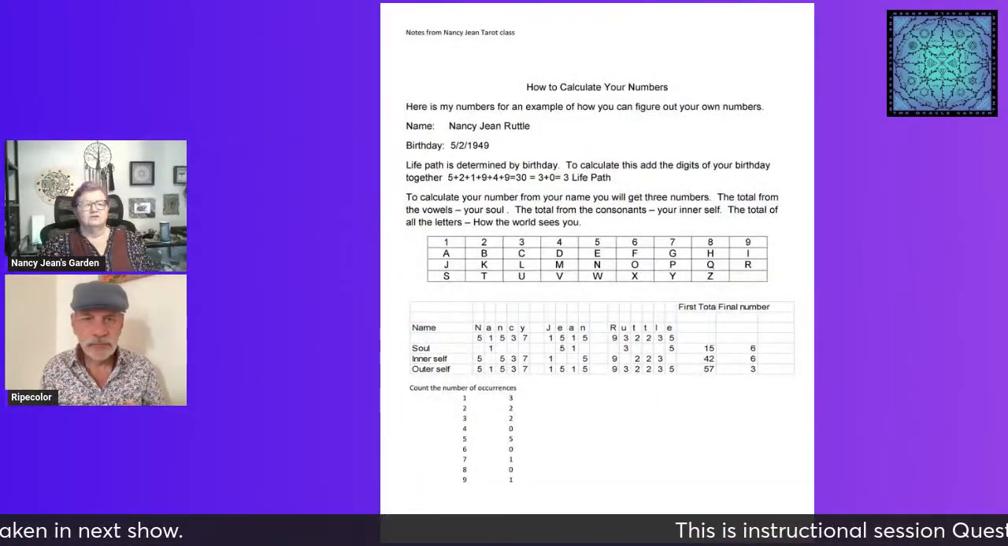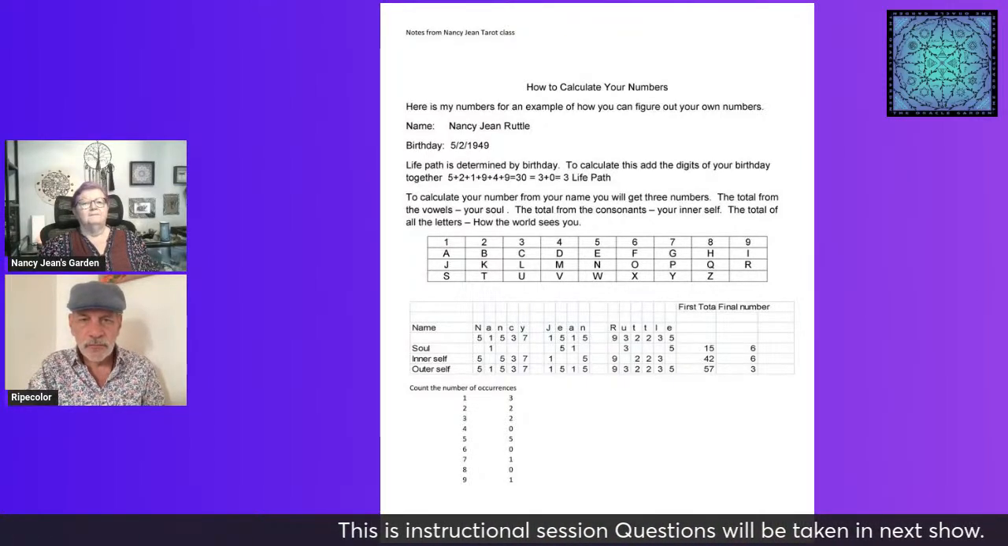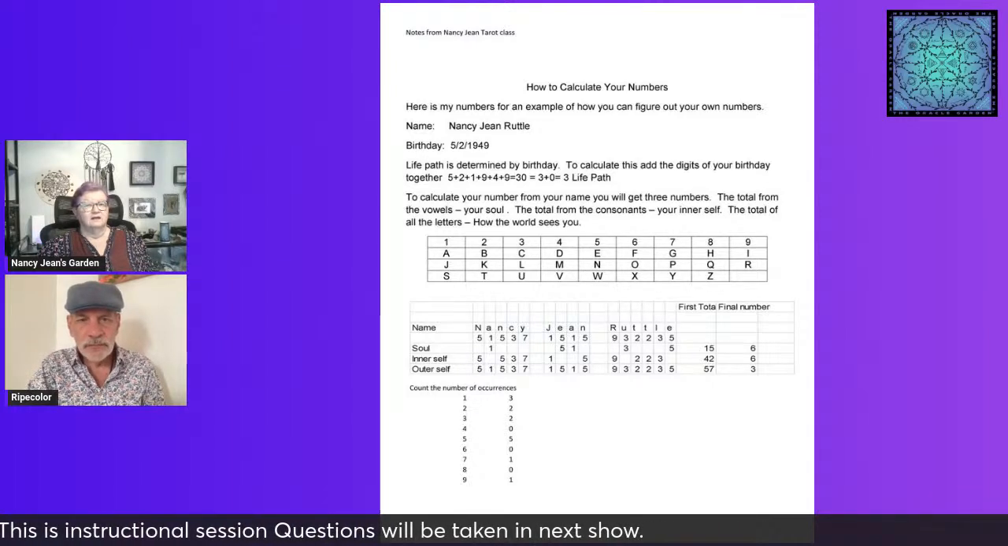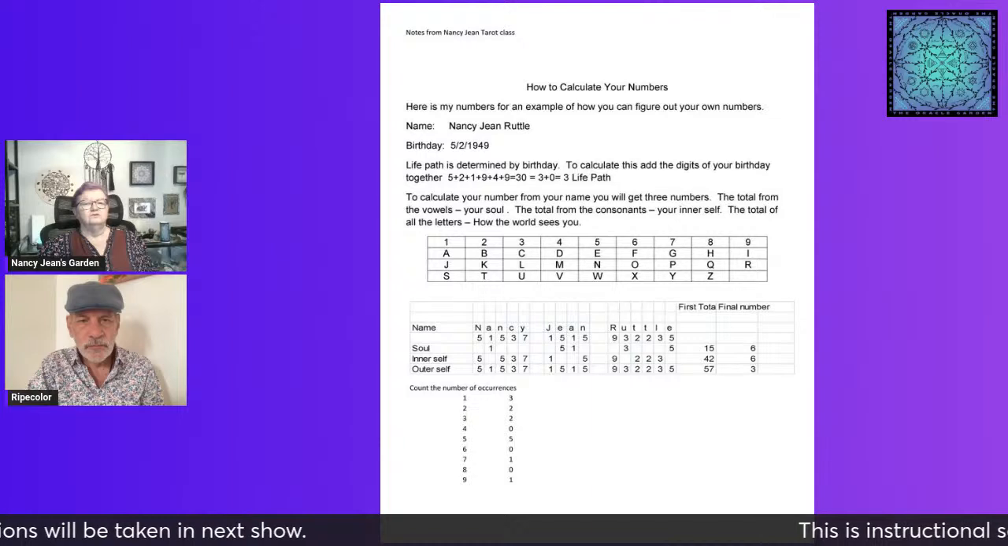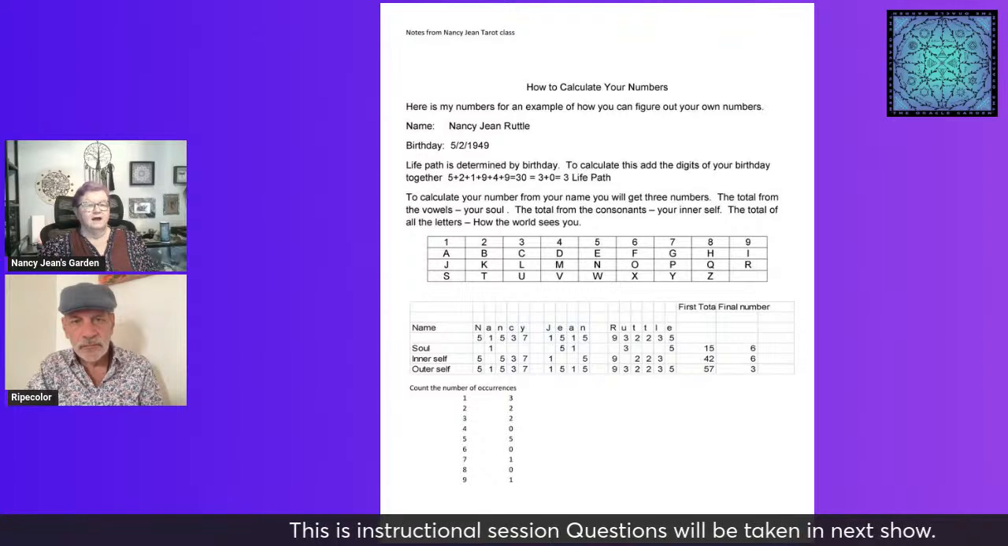Okay, let's put this on the stage. This may be kind of small. I don't know what kind of screen you're looking at, but this is how to calculate your numbers, and this is actually calculating my numbers. You see this grid at the top, 1, 2, 3, 4, 5, 6, 7, 8, 9 across the top, and then you just put the alphabet below it.